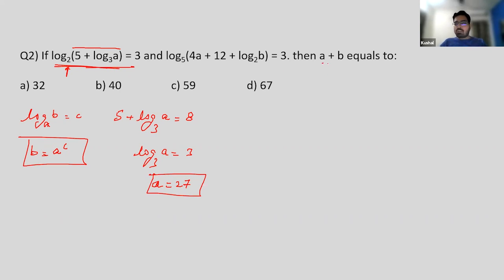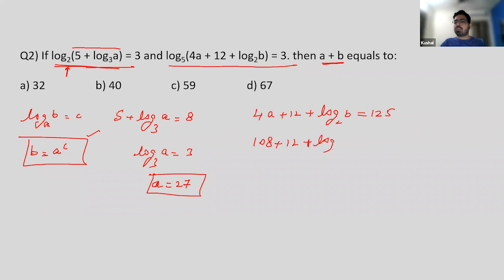Now we need the value of a plus b. So let's look at this part as well. Again, apply the same thing. And then what are we going to get? We will get 4a plus 12 plus log base 2 of b, which is equal to 5 cube, which is 125. Now a is what? 27. 27 into 4 will be what? It will be 108. 108 plus 12 plus log of base 2 of b is equal to 125.